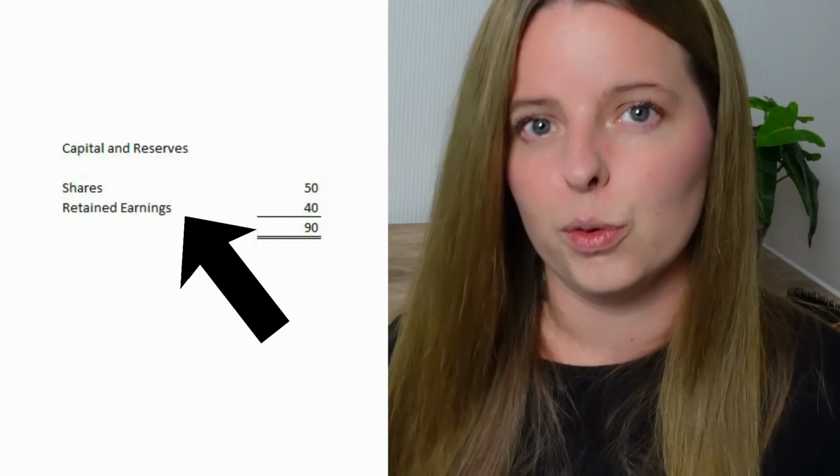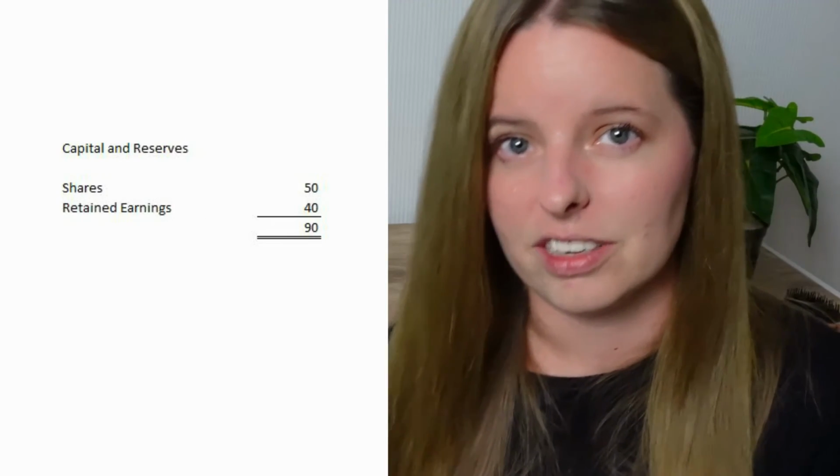Next, we might have something called profit and loss account or retained earnings. All this line is any retained earnings or profit or loss brought forward from the prior period, plus any profit or less any loss that you've made in this period. The total of those two together equals your retained earnings, which is sometimes called just the profit or loss on a balance sheet. And it's as simple as that.